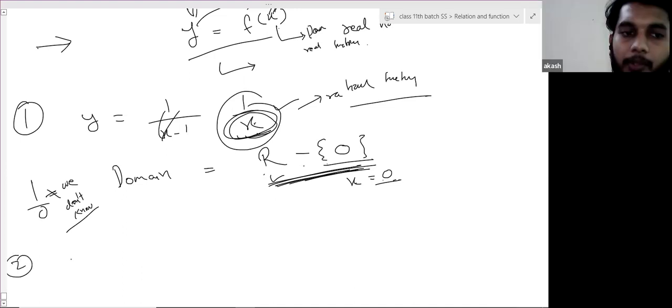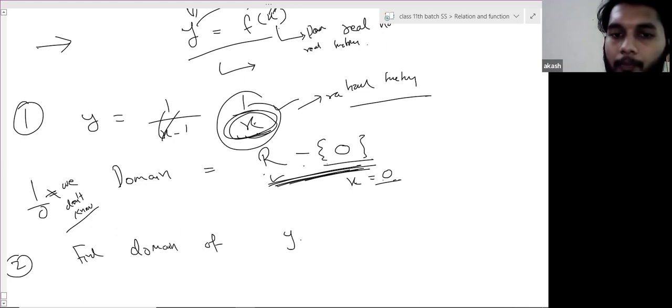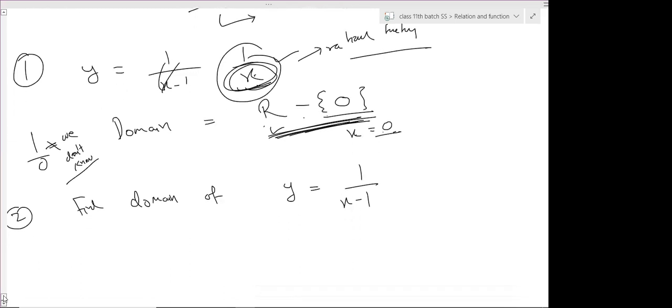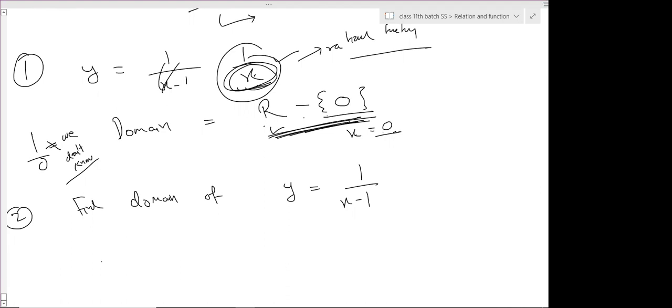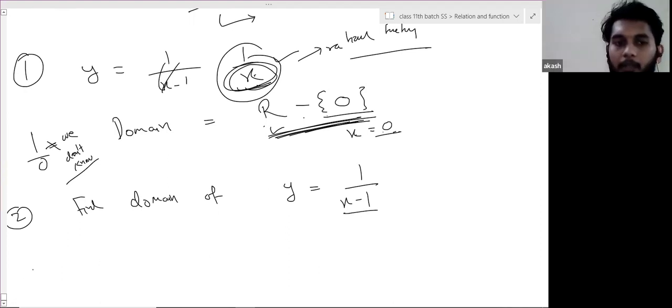So suppose I give you a question. Find the domain of y equals 1 upon x minus 1. What will be the answer? All real numbers except 1, right? Because at 1 the denominator becomes 0 and that is not acceptable to us.